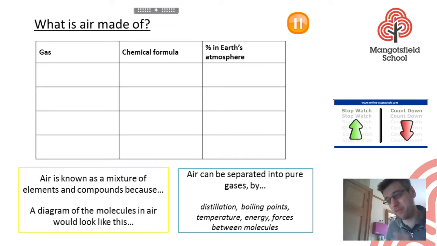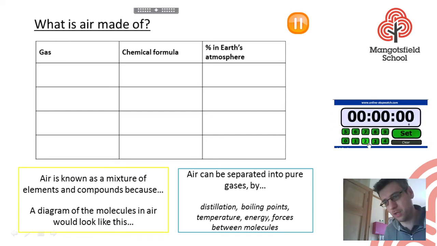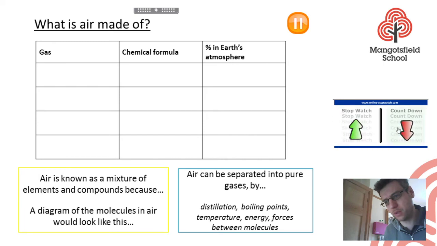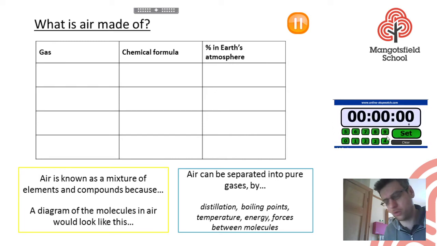So yes, this is a bit of a memory test, right? The four gases you're looking for, let's put a timer on. The four gases you're looking for are nitrogen, oxygen, carbon dioxide, argon, not necessarily in that order. Can you remember what their chemical formula was? Can you remember what percent of the Earth's atmosphere was?